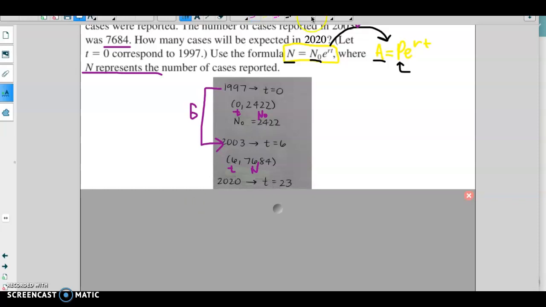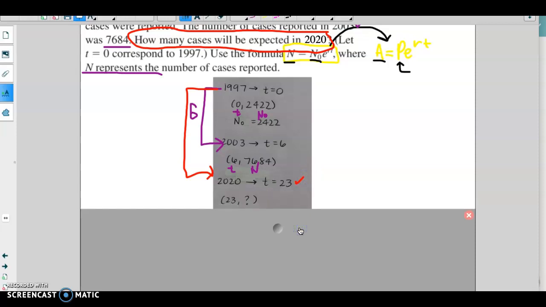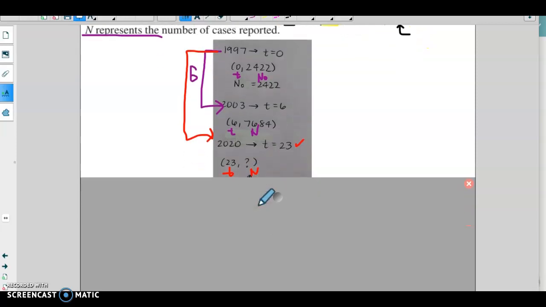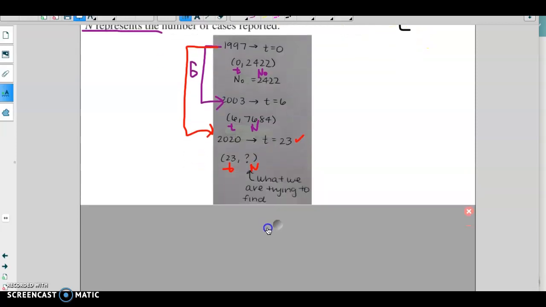The question, right? Here is our question. We have to make sure I know what it's asking. How many cases will be expected in 2020? So I have to do even more math. From 1997 to 2020, that's 23 years. So that's how I get t equals 23. I can write this as a point, right? Here I know my time is 23, but the question says, what is my N? How many cases are there going to be in 23 years from now? That's what we're trying to find.